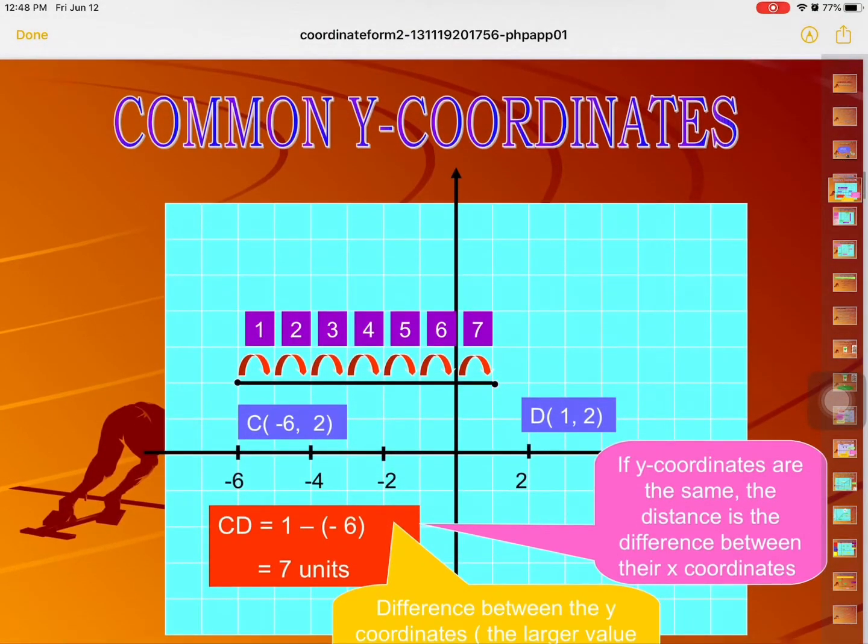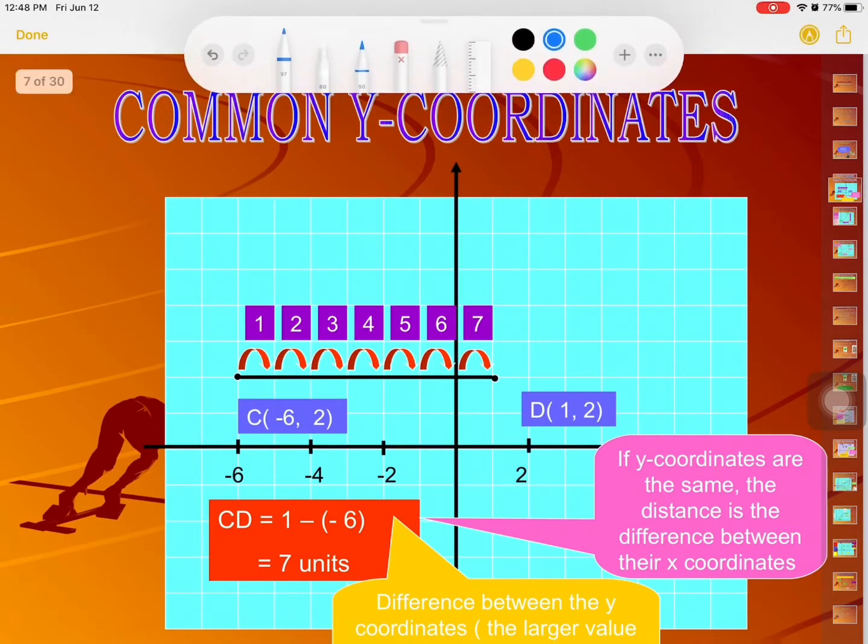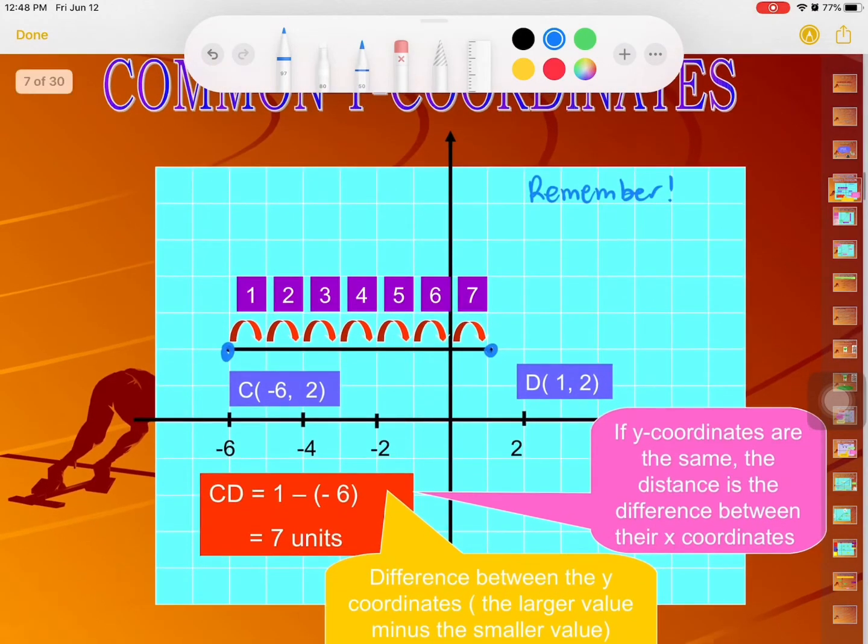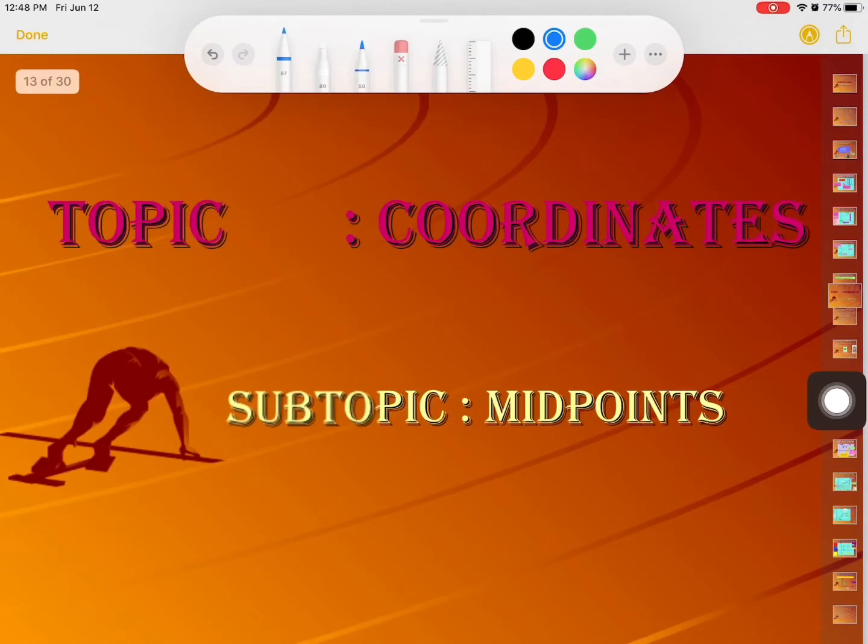The same as with the x coordinate, if you have 2 points, let's say you have point C and point D. First thing first, remember something. What do you think I want to emphasize? Remember, distance cannot be negative. Distance must always be positive.